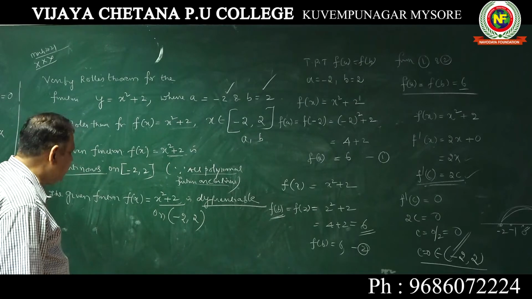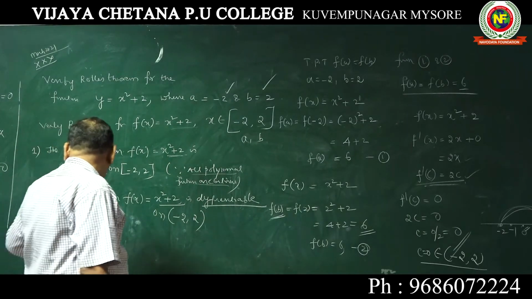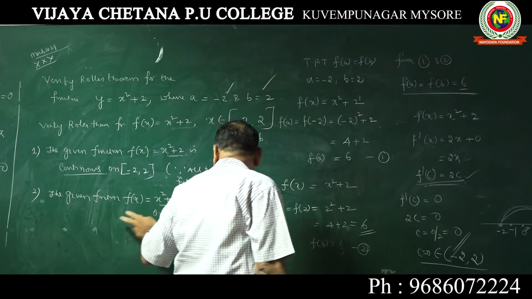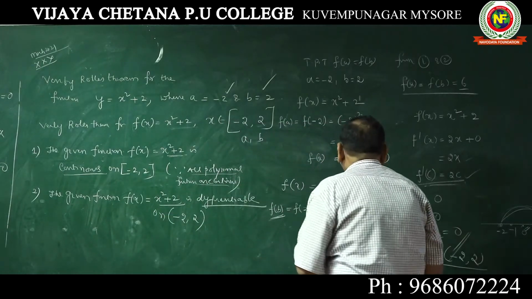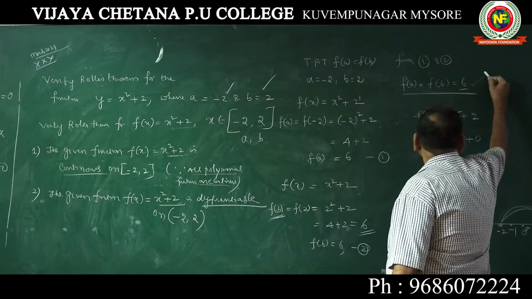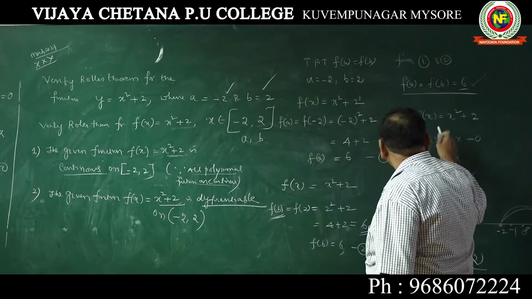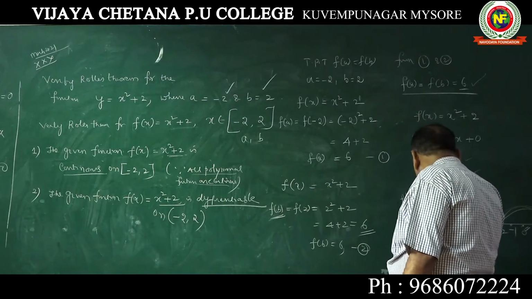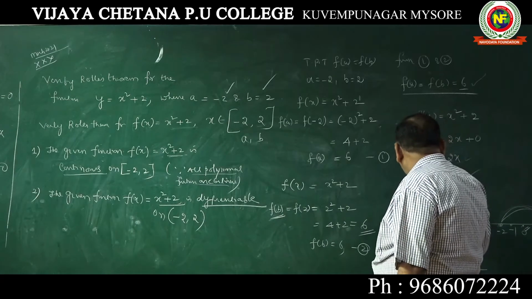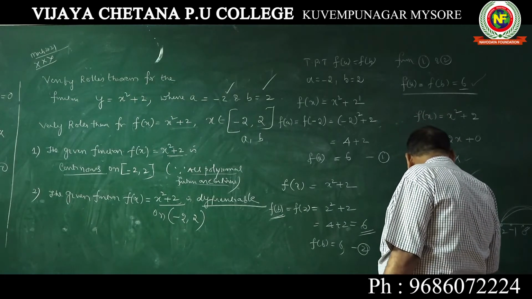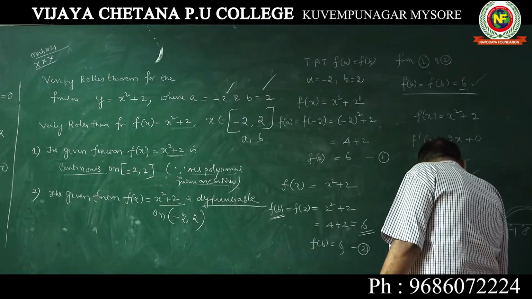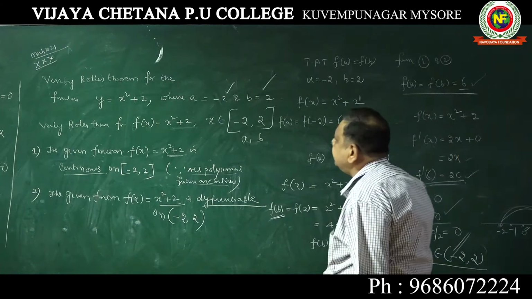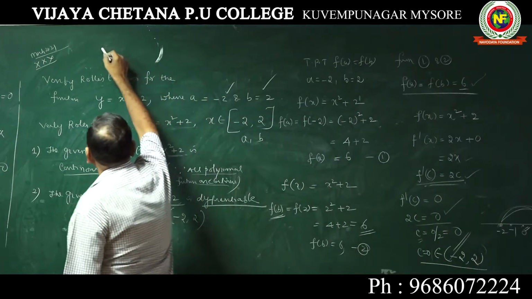Condition number 1, continuity. Serial number 2 is differentiability. Third is f of a is equal to f of b. And the last one, there exists c such that f dash c is equal to 0. We have seen f dash x, then f dash c, that should be equal to 0. Find the value of c. This c belongs to this particular interval minus 2, 2. You should write it on the line.